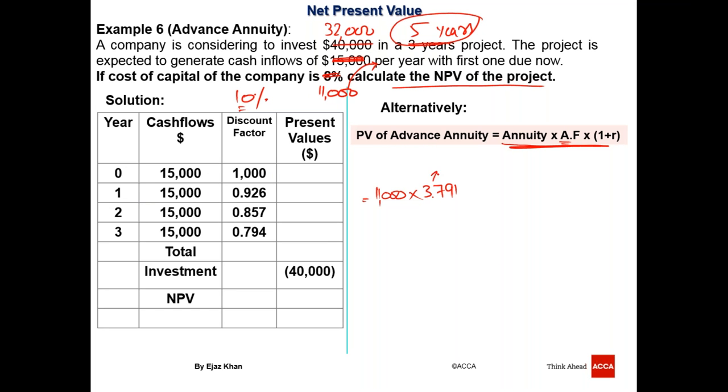Remember, 3.791 is calculated on the assumption that the first cash inflow will be received in 1 year's time. Whereas according to this question, the first cash inflow is going to be received at point zero. So it's an advanced annuity project. We have to multiply it by 1 plus R, which is 1 plus 0.1. So 11,000 times the 5 years annuity factor times 1.1 for the advanced annuity. So may I know what's the answer?